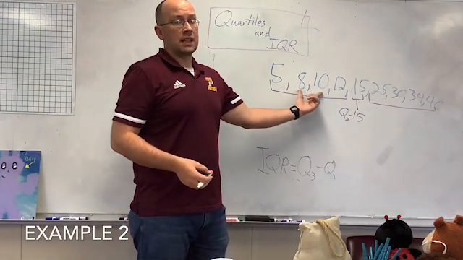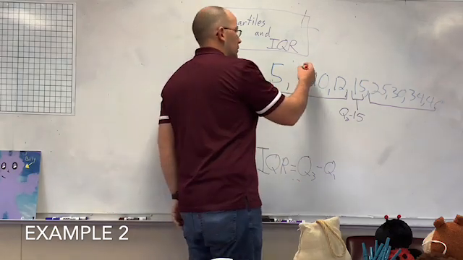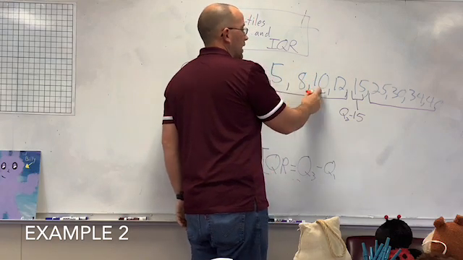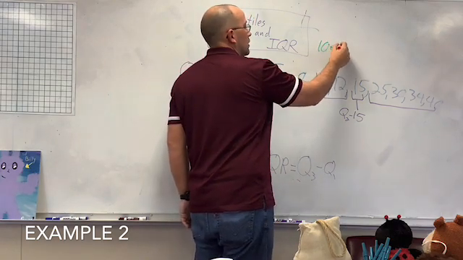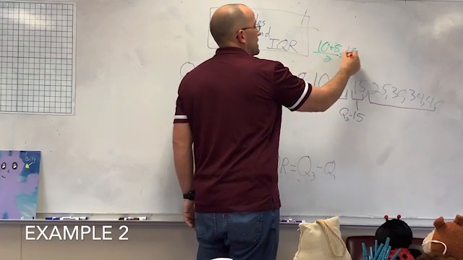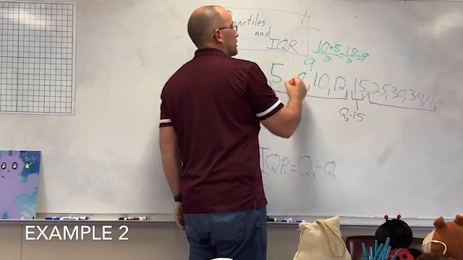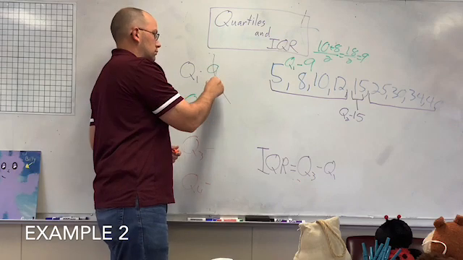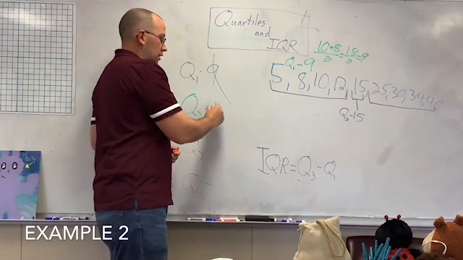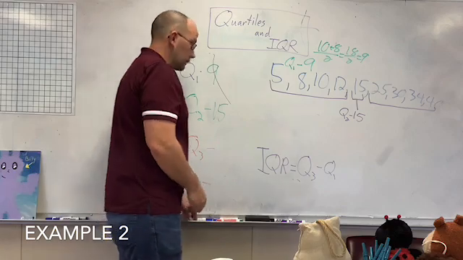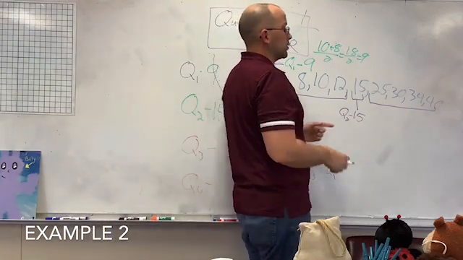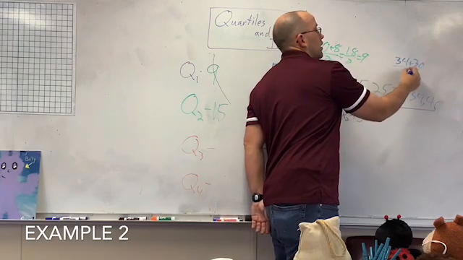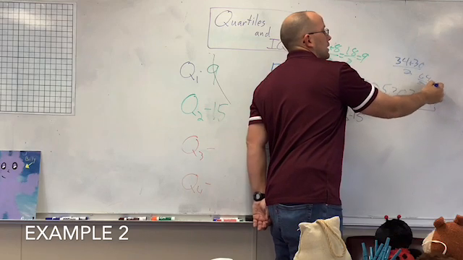Alright, so we have 4 here. So we have to find the median. So 8 and 10 over 2, which gives me 18 over 2, which is 9. Q1 is 9. I've already stated the Q2 is 15. Now the Q3. 34 plus 30 over 2. 64 over 2 is 32.